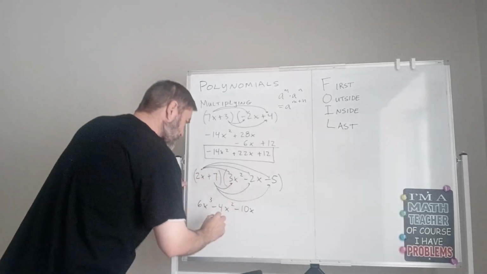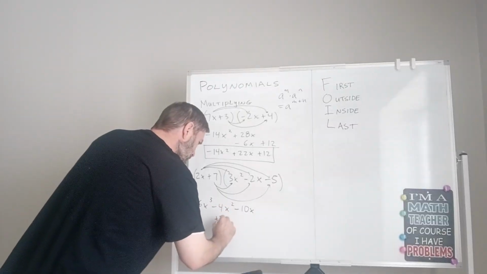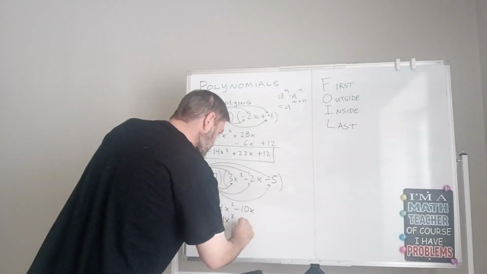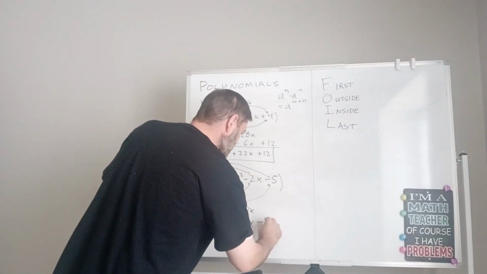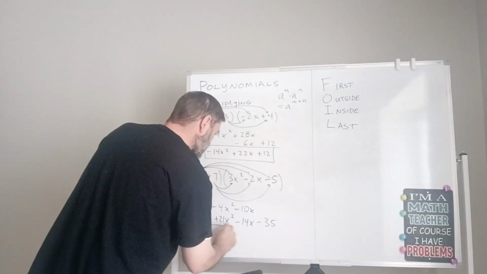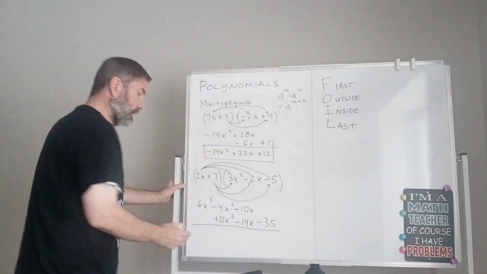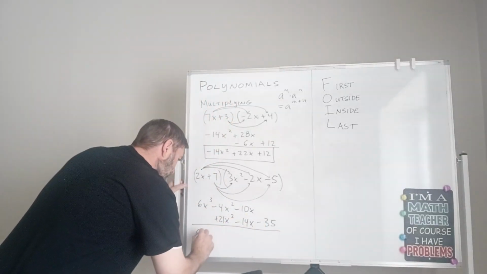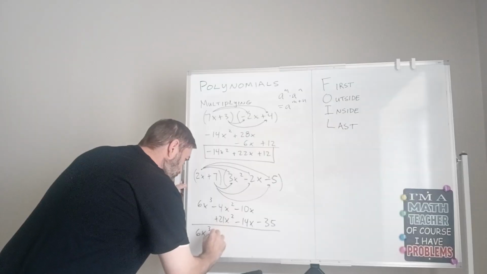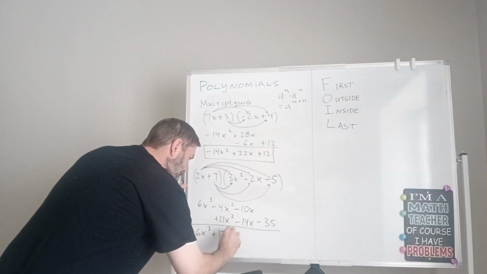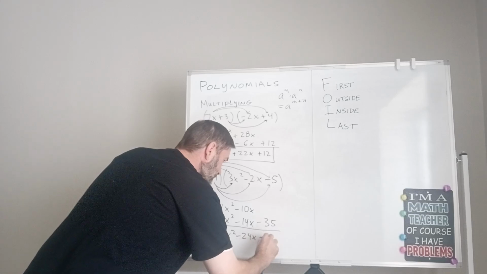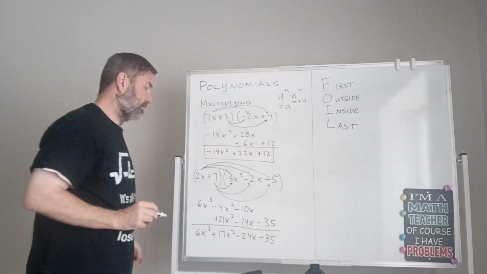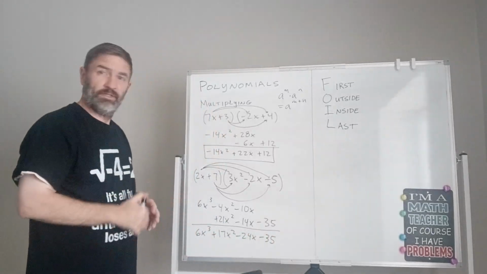Okay, now 7 times 3 is 21x squared. Again, notice that I move over to line up the squareds. 7 times negative 2 is negative 14x. Notice how my x terms line up. And then 7 times negative 5 is negative 35. And then all I have to do is, again, similar to there, combine like terms. If there's nothing to combine, I just bring it down. 6x cubed plus 17x squared minus 24x minus 35. So there you have it.